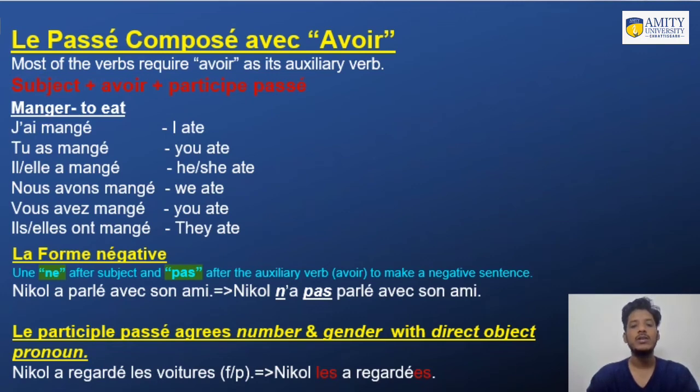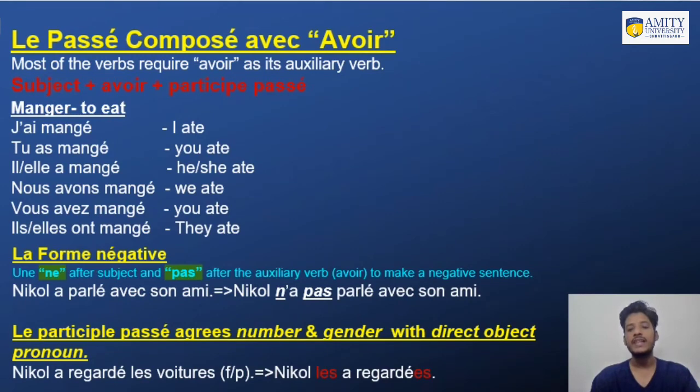So Nicole, ne. And you guys know that you can't use two vowels one after another. That's why this e got removed and it is an apostrophe. So Nicole, n'. Then what is the first verb, our avoir verb? A. So after that, pas. So Nicole n'a pas parlé avec son ami. Nicole didn't talk to his friend. So this is the negative.